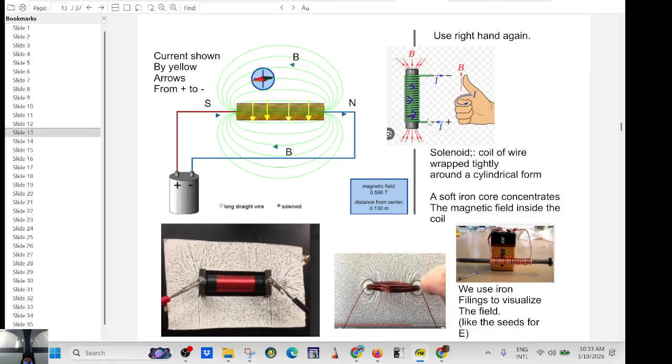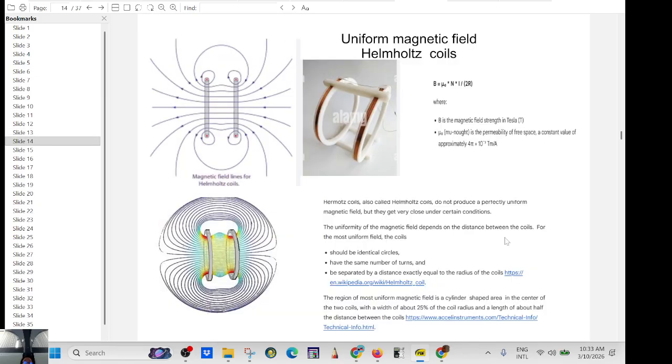That's what I'm going to show you here. Curl, thumb is the north. So that will be the north, that will be the south. Going this way, this way, this way. So that's going to be the north and that will be the south. And this is an experiment you can do. And don't leave it this way because it's a short and it's going to get very hot. But you can do that experiment.